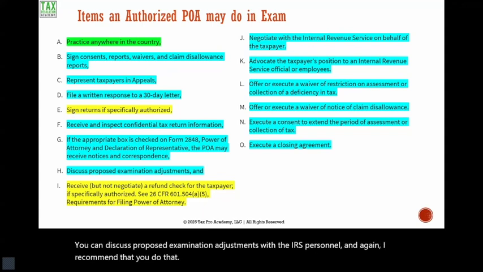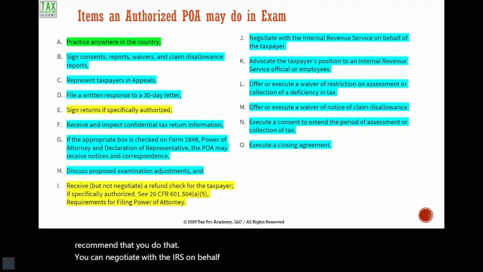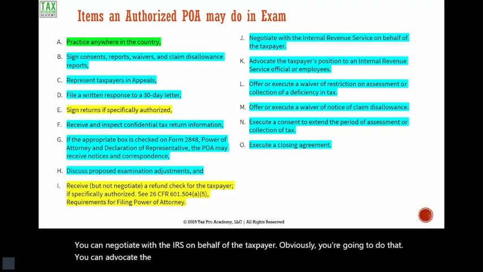You can negotiate with the IRS on behalf of the taxpayer. Obviously, you're going to do that. You can advocate the taxpayer's position to the IRS officials or employees. Again, you're going to do that.